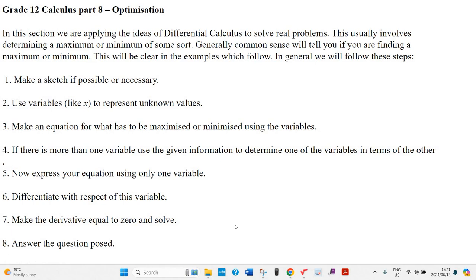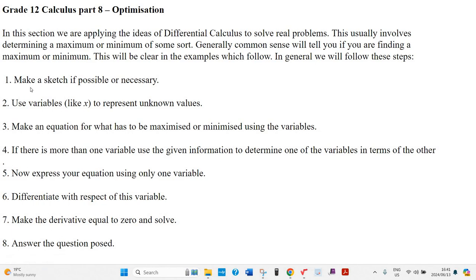Okay, this is a new type of calculus. Well, it's a new part anyways. Optimization. Sometimes we talk about it as being maximum or minimum calculus because in real life problems we're trying to find out the maximum or minimum values that might help us solve real problems. And there's a structure you can use that can really help you.